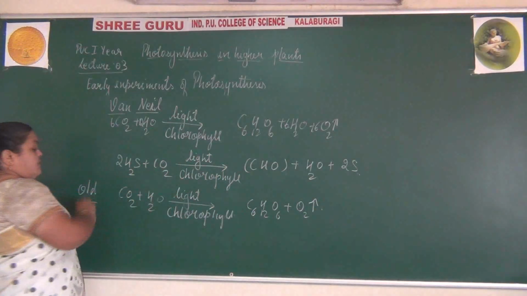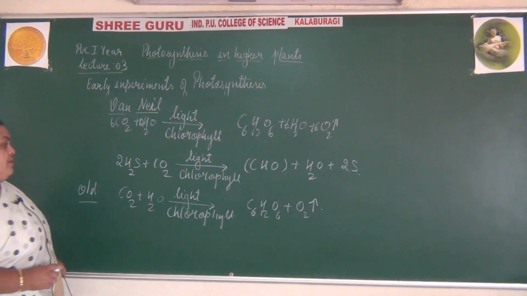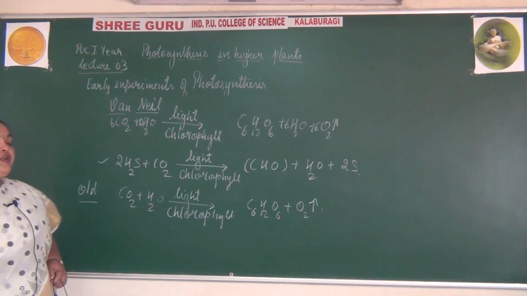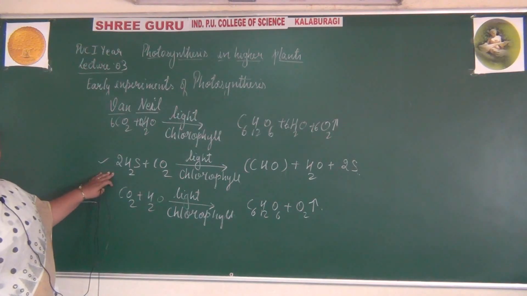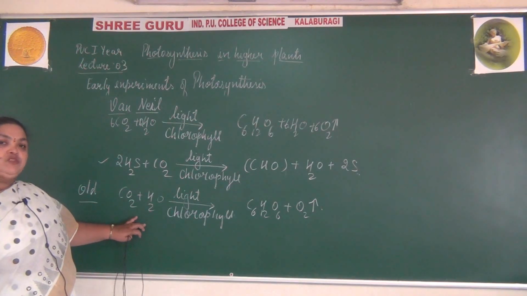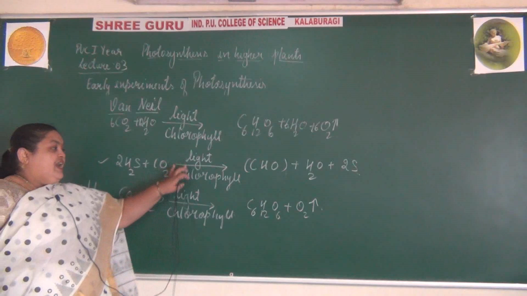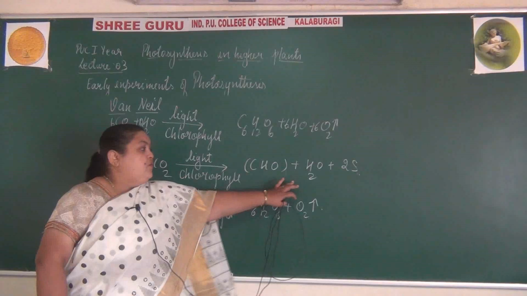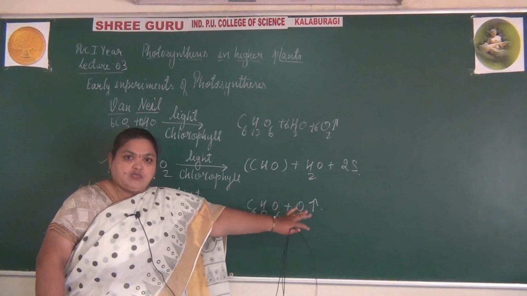This was the old equation that was being widely studied by the scientists, but when he conducted this experiment using the purple sulfur bacteria, these were being grown in the absence of water. In the absence of water, where he used hydrogen sulfide, carbon dioxide, the light and the chlorophyll, he could find there was production of carbohydrate but no oxygen. There was no trace of oxygen.